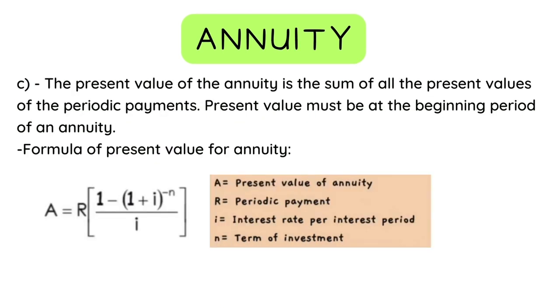Next, the present value of the annuity is the sum of the present values of the fixed payments. Present value must be at the beginning period of the annuity. Formula of the present value for annuity is just like that.